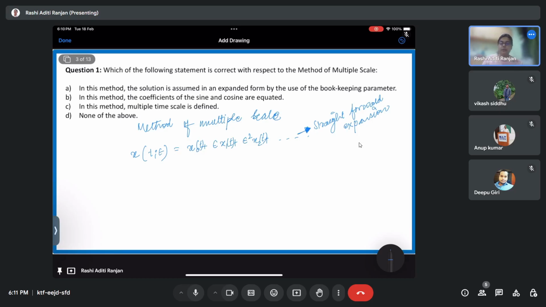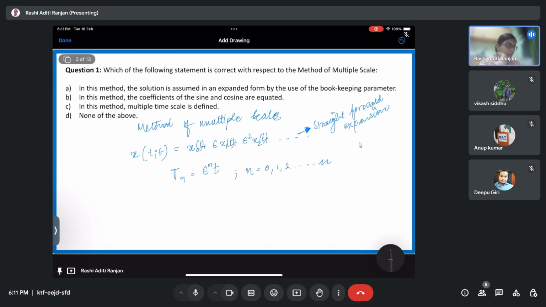Now, in case of the method of multiple scales, what do we do? We actually discretize our time also. We change our time and divide it into multiple time scales, right? We divide the time into multiple time scales depending upon the formula T_n is equal to the bookkeeping parameter epsilon to the power n into T, where n can be anything till n. T is the actual time on the basis of which the equation of motion is defined. This is what it is.